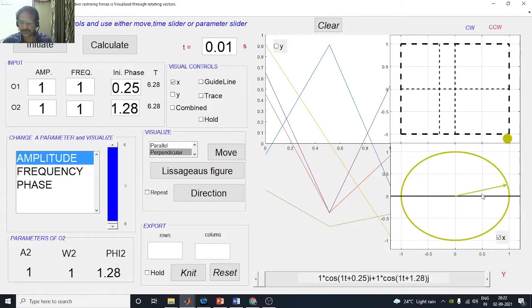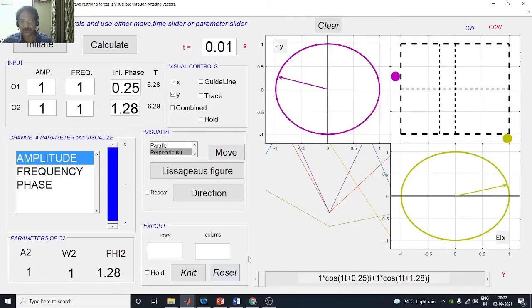It makes an angle of 0.25 radians at t equal to 0, and the second oscillator has an amplitude of 1, frequency of 1 and initial phase of 1.28, and at t equal to 0 it makes an angle of 1.28 radians with a vertical axis, and the actual oscillator moves in this direction. Let us see that as a function of time. This is at t equal to 0. This is the oscillator 1 and this is the oscillator 2.